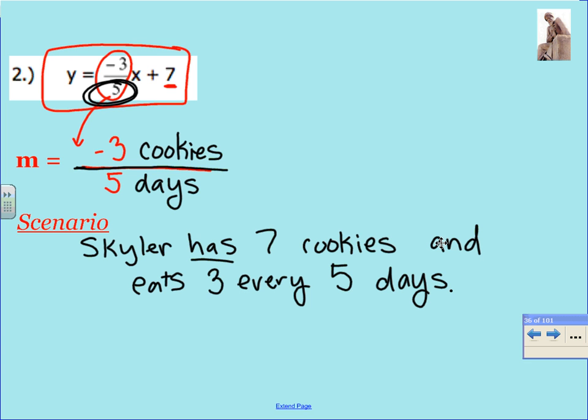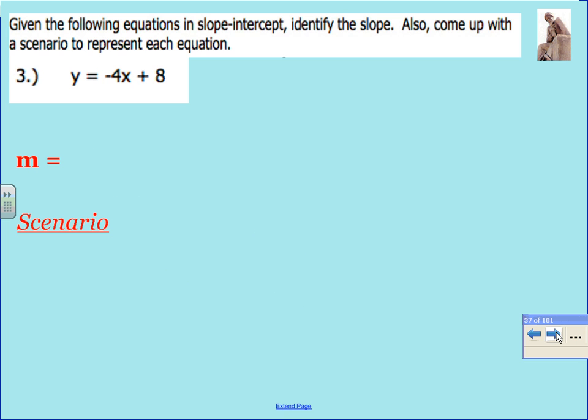Okay, let's go to number 3. Let's do one more of these together, and then I'm going to go to the next section. Okay, number 3. y equals negative 4x plus 8. First ask yourself, is this equation in slope-intercept form? It is. It's in y equals negative 4x plus 8. Let's identify m, which is our slope. m is always in front of x. So here's our number in front of x. Since it's a whole number, please put a 1 on the bottom of it. So our slope is negative 4 over 1.